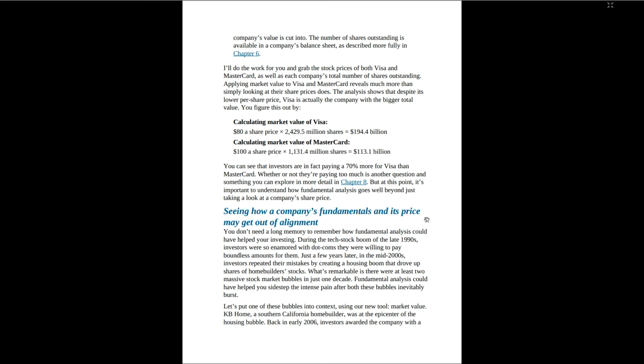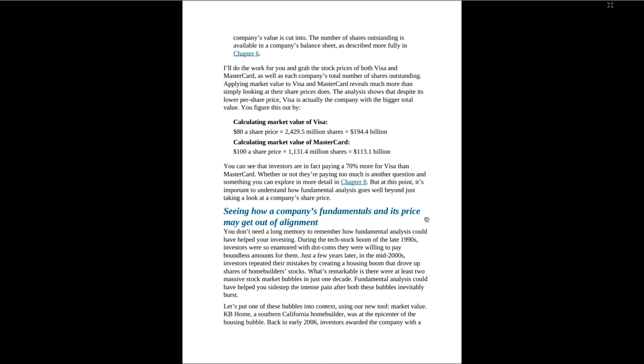You don't need a long memory to remember how fundamental analysis could have helped your investing. During the tech stock boom of the late 1990s, investors were so enamored with dot-coms they were willing to pay a boundless amount for them. Just a few years later, in the mid-2000s, investors repeated their mistakes by creating a housing boom that drove up shares of homebuilder stocks. What's remarkable is there were at least two massive stock market bubbles in just one decade. Fundamental analysis could have helped you sidestep the intense pain after both these bubbles eventually burst.